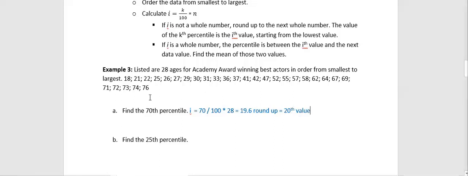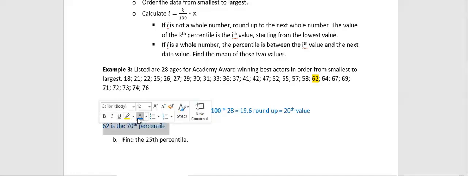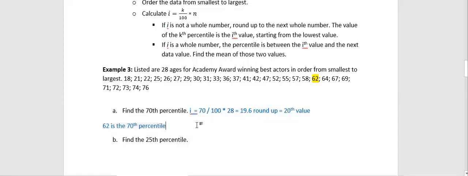So let's go to our list and find the 20th value. 1, 2, 3, 4, 5, 6, 7, 8, 10, 11, 12, 13, 14, 15, 16, 17, 18, 19, 20. So this number, 62, is your 20th value. And that is your 70th percentile. So I'm going to say that 62 is the 70th percentile. I can say it the other way: 70th percentile is 62. Either way. So that's my first answer.